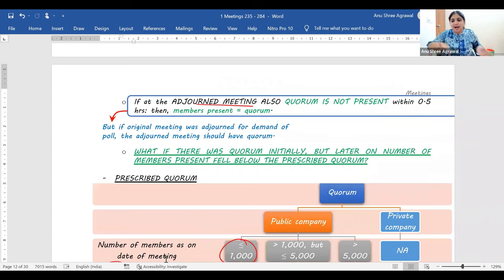Now, what if in this adjourned meeting also there is no quorum? Then however many members are there, you continue with that itself, you assume that itself is quorum. But we learned this will apply only if the earlier meeting was adjourned because of lack of quorum. Only then you can say like this. What if the earlier meeting was adjourned because of some other reason? Then for the adjourned meeting also, we want quorum.